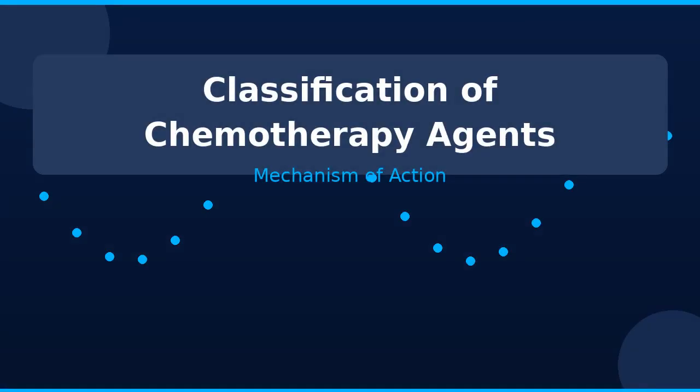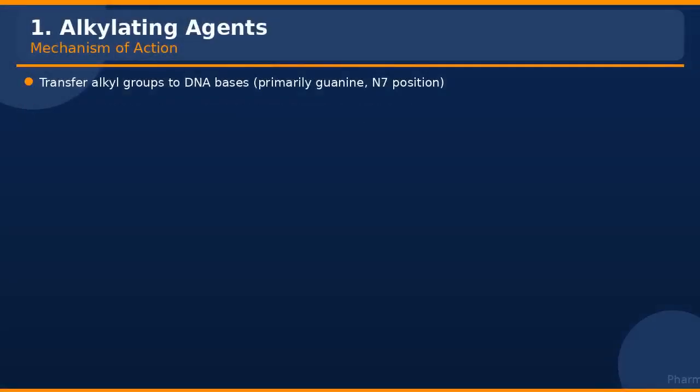Welcome to this educational video on the classification of chemotherapy agents and their mechanisms of action. Chemotherapy drugs are broadly categorized based on how they kill or inhibit cancer cells. Alkylating agents are among the oldest and most widely used chemotherapy drugs.